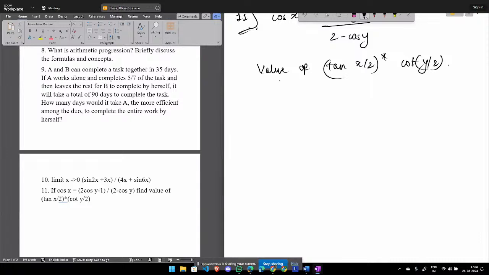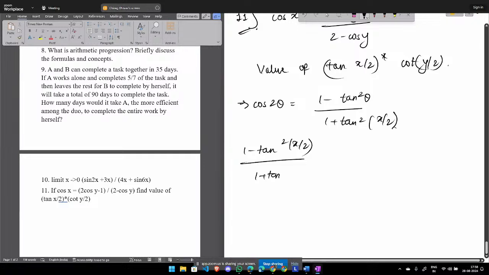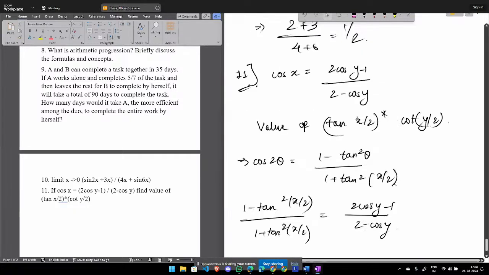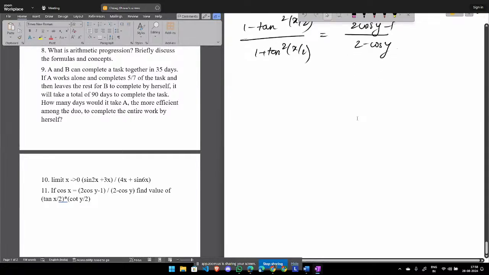cos x is given. Let's substitute it as 2 theta. I can write cos 2 theta is equal to (1 minus tan square theta) upon (1 plus tan square theta), that is, (1 minus tan square x by 2) upon (1 plus tan square x by 2) is equal to (2 cos y minus 1) upon (2 minus cos y). We just converted the given statement by putting in the formula for cos 2 theta in terms of tan.